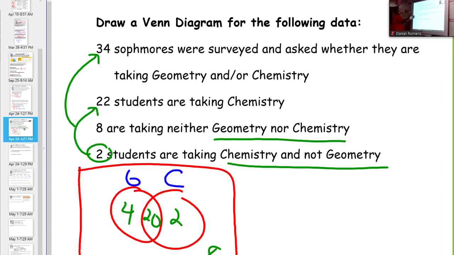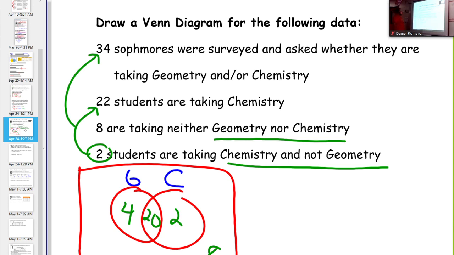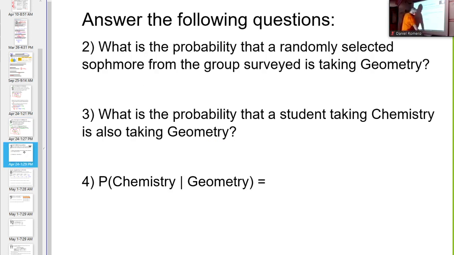Oh, okay, no, here are the questions. I guess I just put them on a separate slide. Alright, so these are the questions. What is the probability, so we're looking at a fraction or a ratio, that a randomly selected sophomore from the group surveyed is taking geometry? So we're looking at geometry is 24 out of 34. 24 out of 34. That's 12 out of 17. You're going to have to round the decimal.